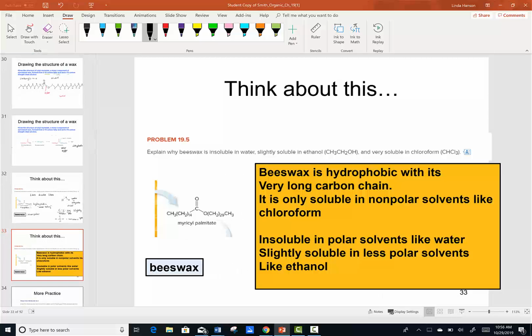So we've decided beeswax is hydrophobic, only soluble in other non-polar solvents like chloroform. We said it was insoluble in any polar solvent like water, and it would be slightly soluble in ethanol that had a carbon chain with non-polar qualities along with its polar solvent nature.